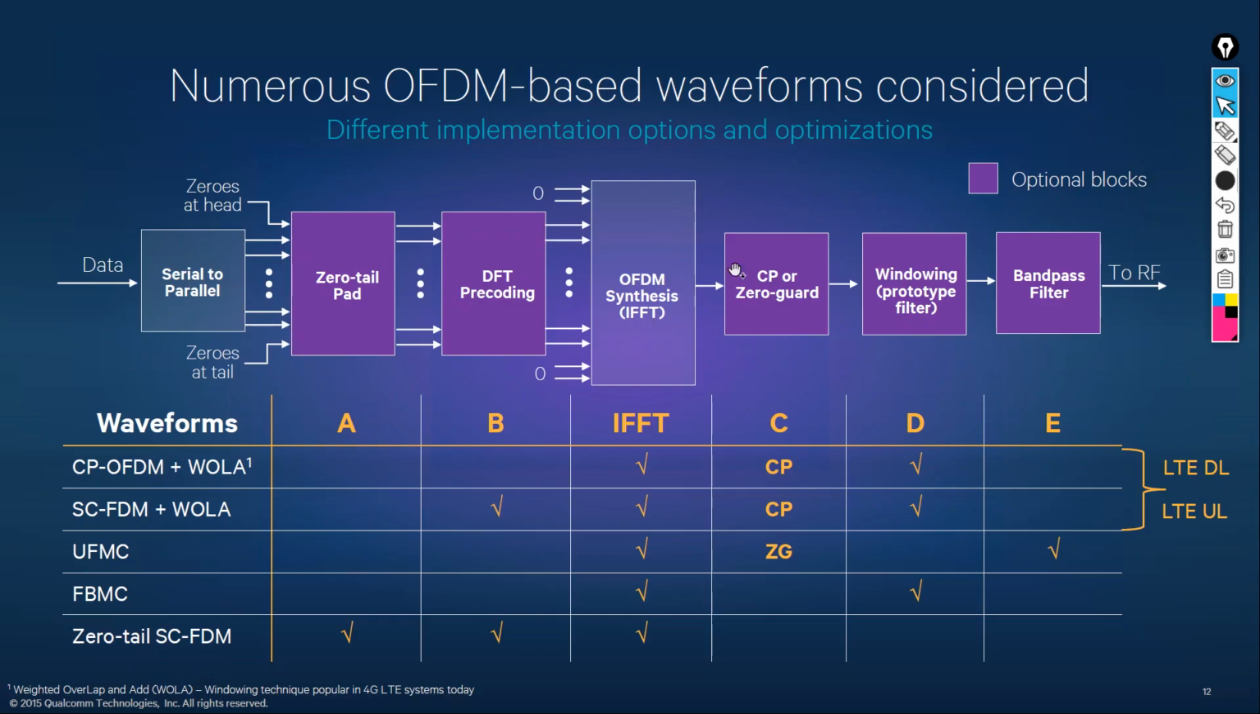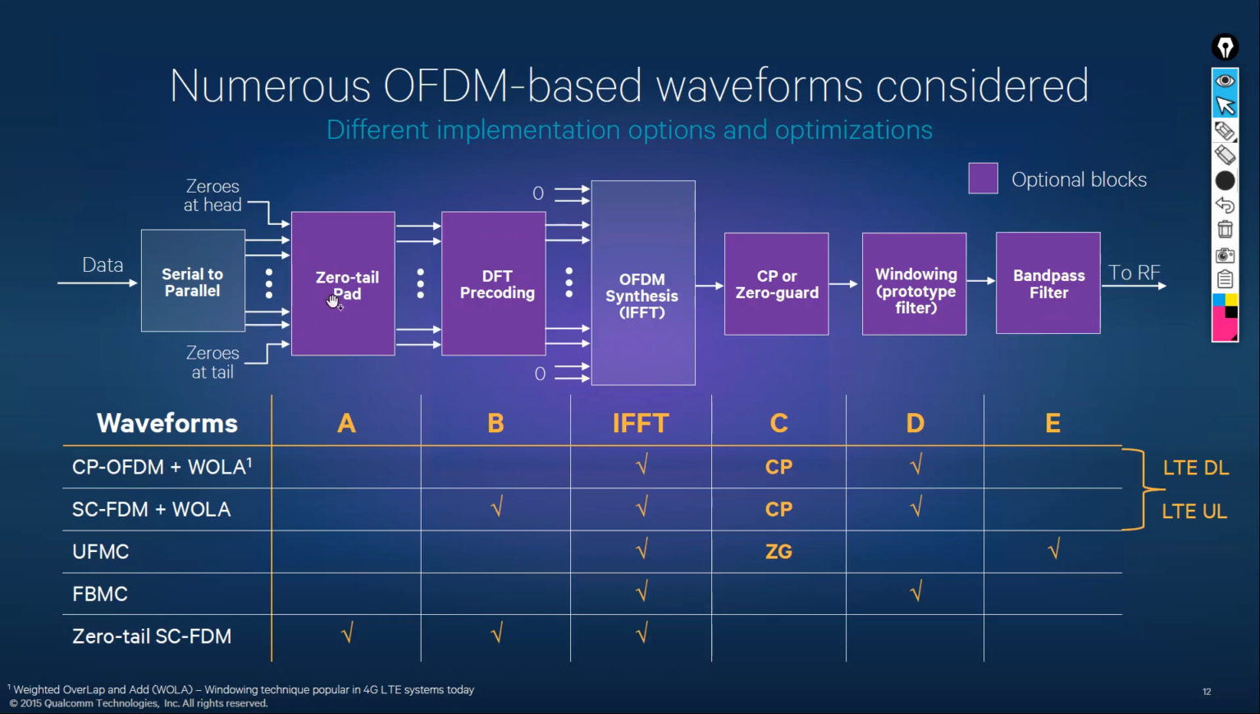Now you have this block diagram. I want you to understand how to read this. You have this block diagram, yes? This block, we call it A. If it is available in the CP-OFDM waveform, we put a tick here. If it is not available, we don't put one. This block we call B. This is IFFT, this is block C, this is D, this is E.